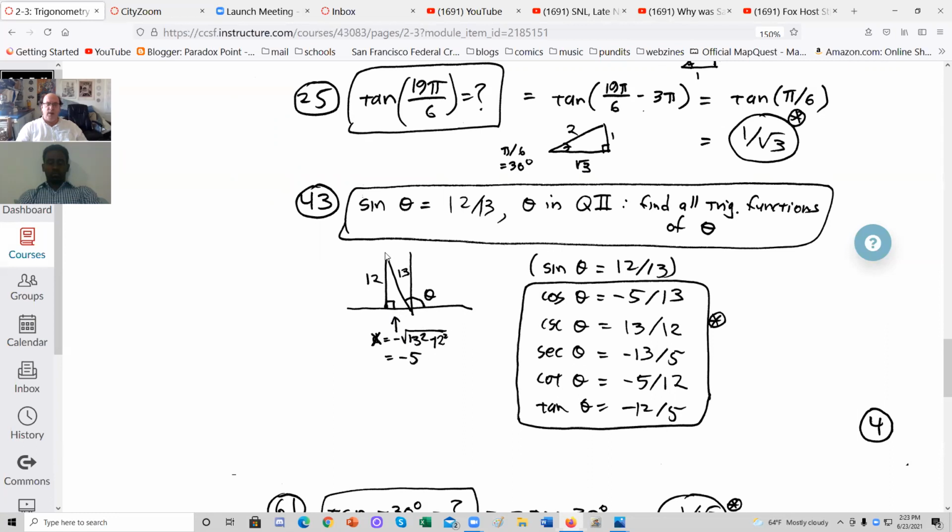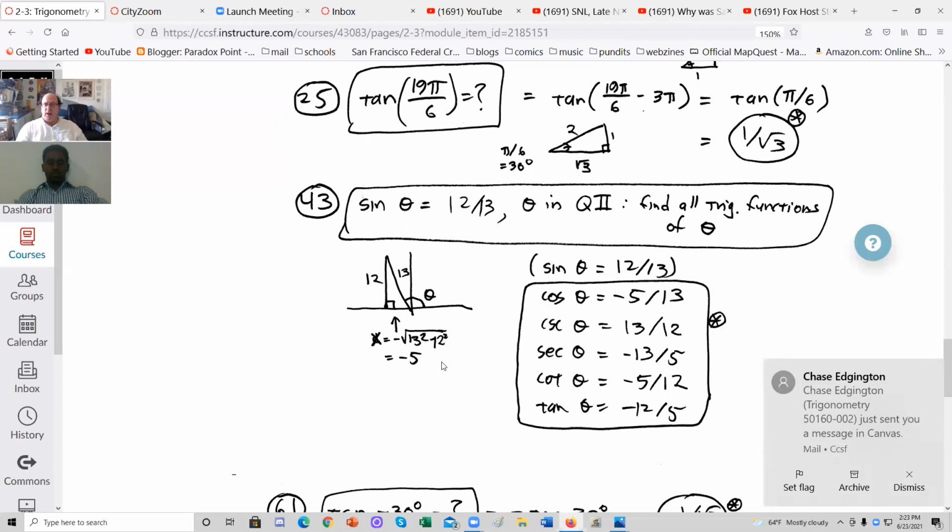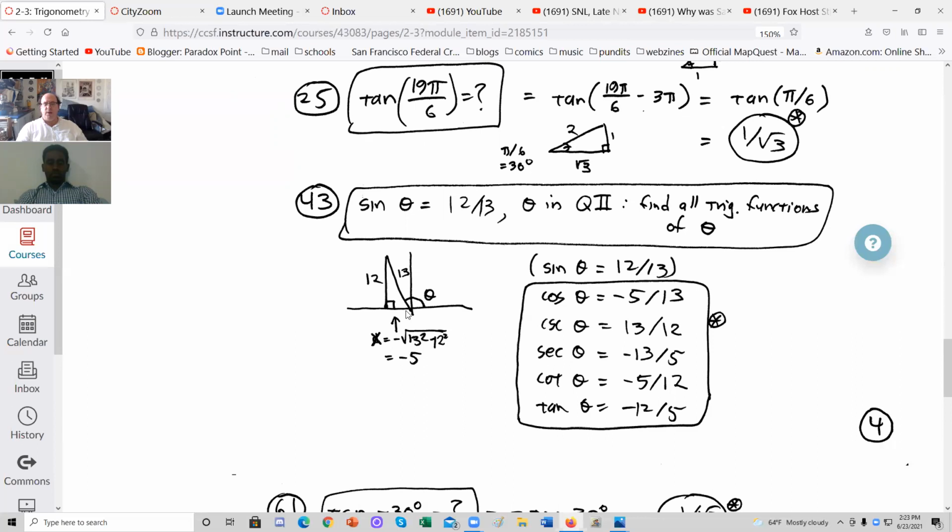So at this point, the x value is negative 5. The y value is 12. Now, cosine is x over r, negative 5 over 13. And cosecant is the reciprocal of sine, 13 over 12. Secant is the reciprocal of cosine, negative 13 over 5. Let's say tangent, opposite over adjacent. So that's 12 over negative 5, or negative 12 over 5. Cotangent is the reciprocal, negative 5 over 12.